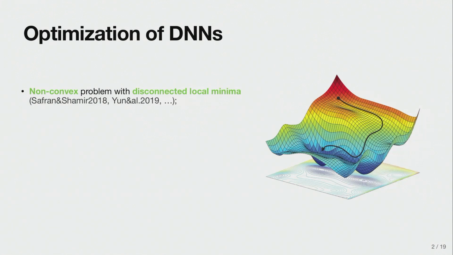Just to give a brief introduction on something everyone is aware of, training neural networks is a non-convex problem with many disconnected local minima. However, we see that in practice, algorithms like gradient descent can achieve zero training loss. So why is this the case?